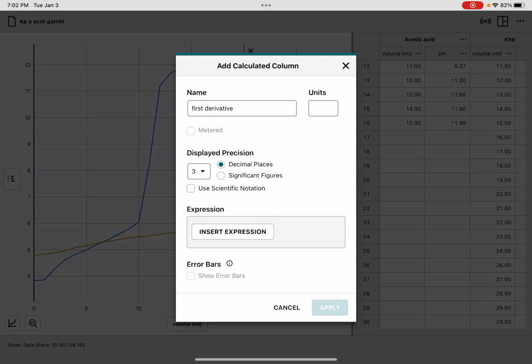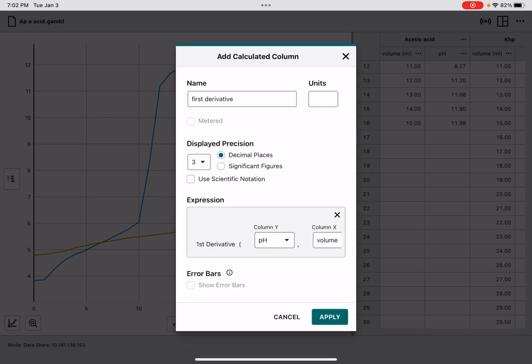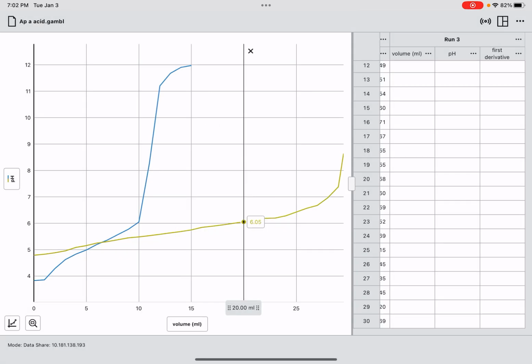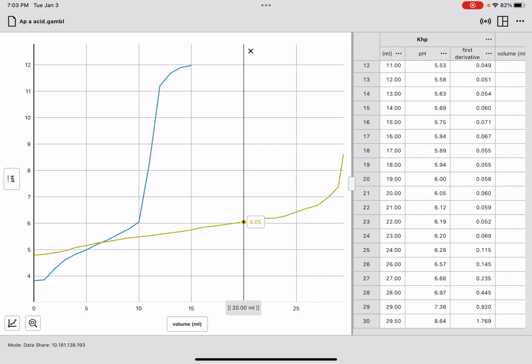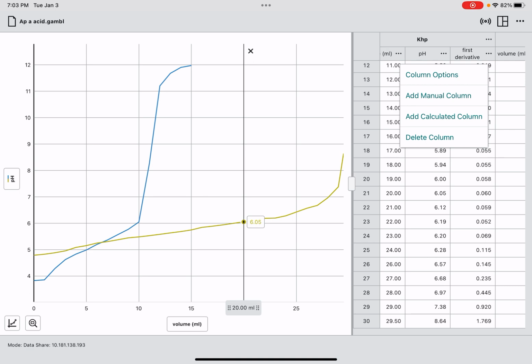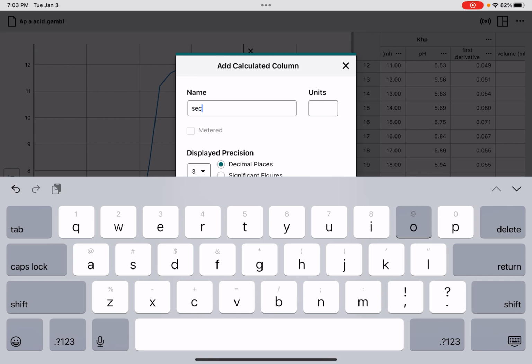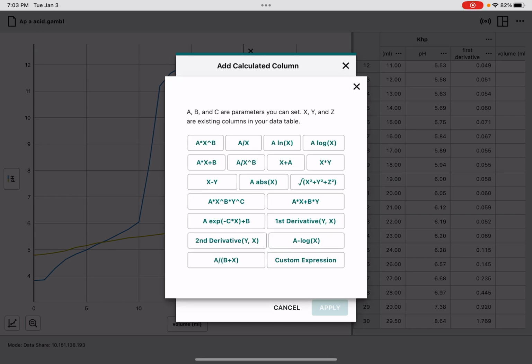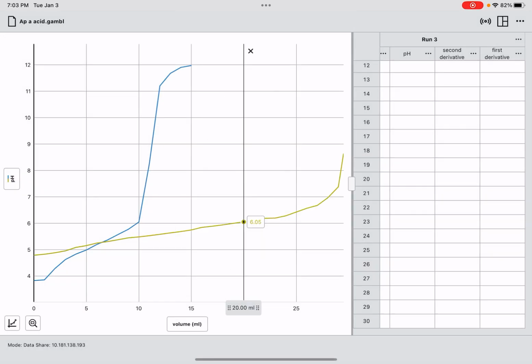And then I'm going to go to insert expression, and it's super easy. I'm just going to click on first derivative and apply. Okay. Now I can't see what's happened yet, but I've got numbers in that column and that's good. Then I go back to the pH and say add calculated column, and I'm going to do the second derivative. Once I have this, I go insert expression and say second derivative, apply.